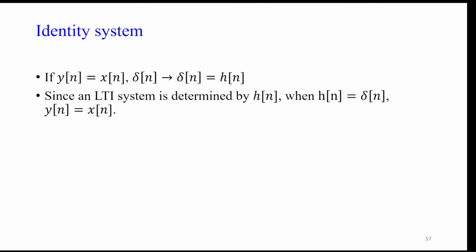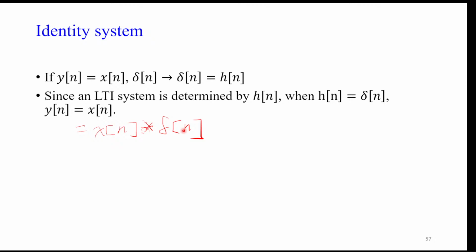So y of n equals x of n, which equals x of n convolved with delta of n. Okay, so that equals x of n. For an LTI system, y of n is always equal to x of n convolved with h of n, and that's equal to x of n convolved with delta of n.